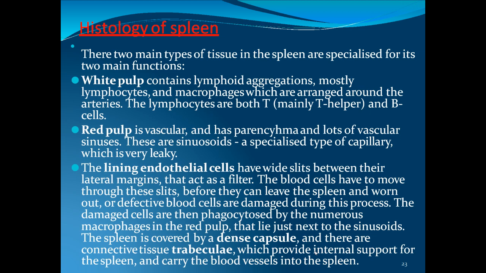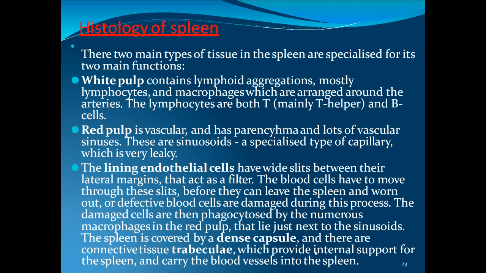Now we'll see the histology of the spleen. There are two main types of tissue present in the spleen that are specialized for its main function. White pulp contains lymphoid aggregations, mostly lymphocytes and macrophages, which are arranged around the arteries. The lymphocytes are both T and B cells. Red pulp is vascular and has parenchyma and loads of vascular sinuses. And the lining endothelial cells have wide slits between their lateral margins that act as a filter.